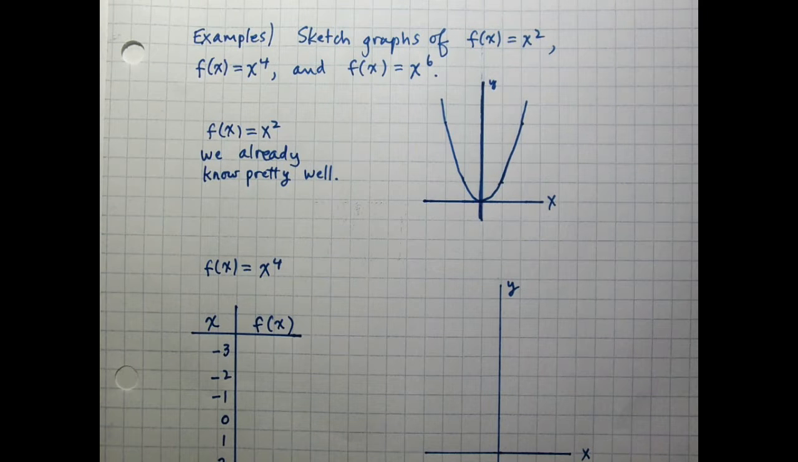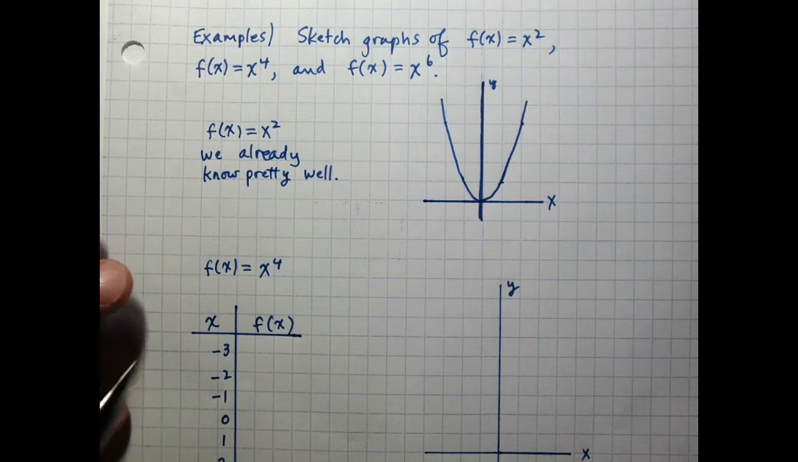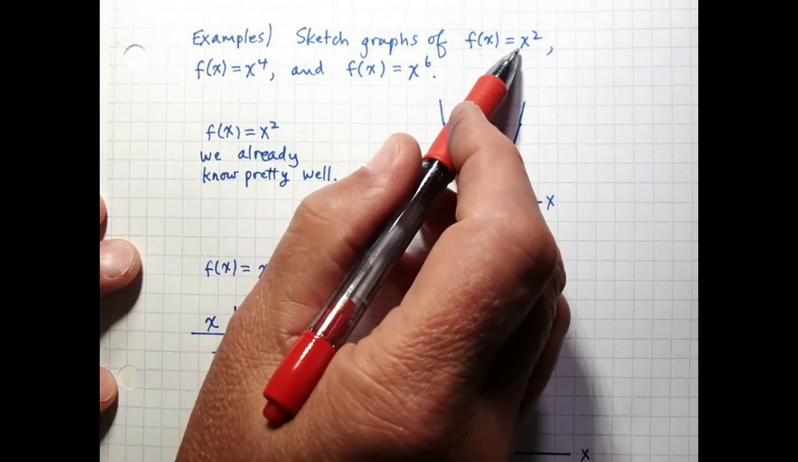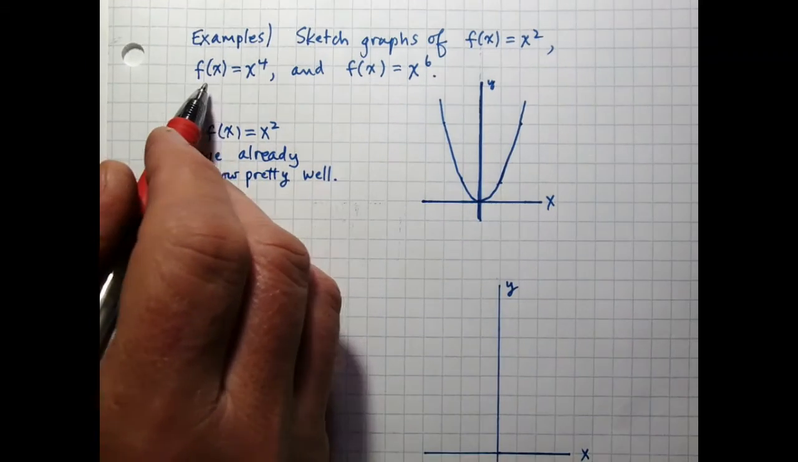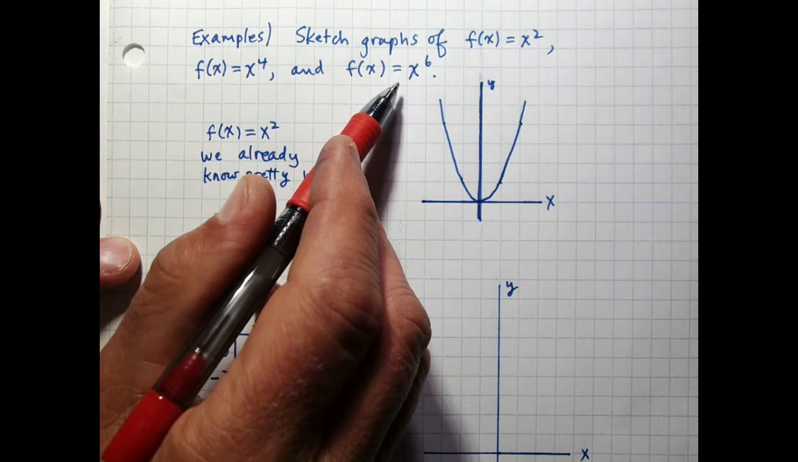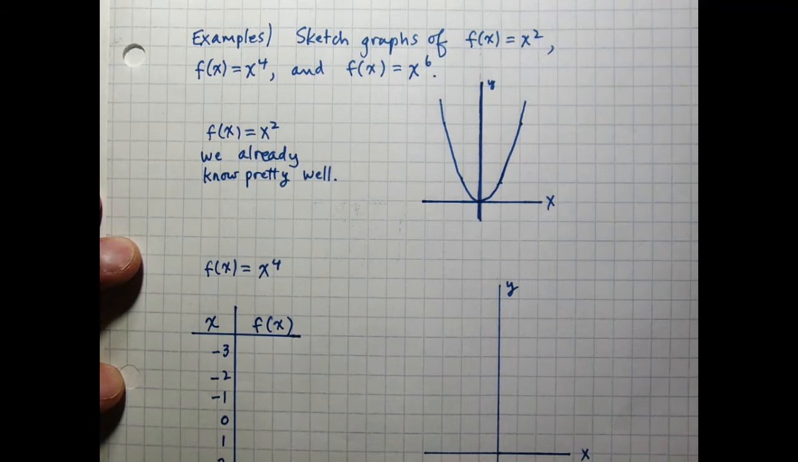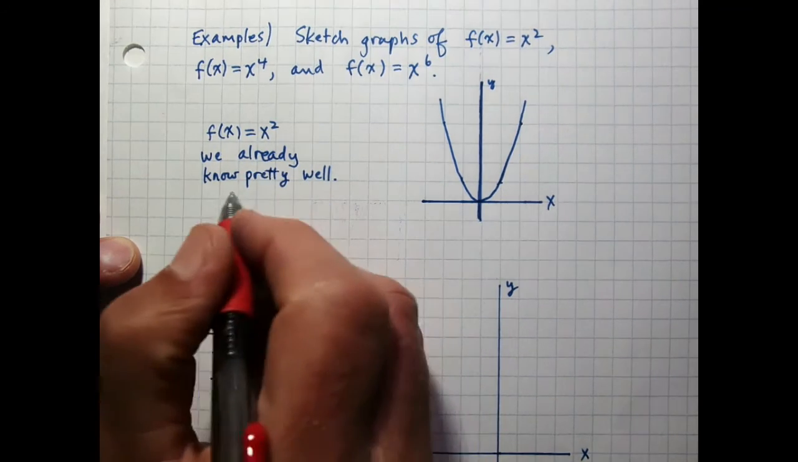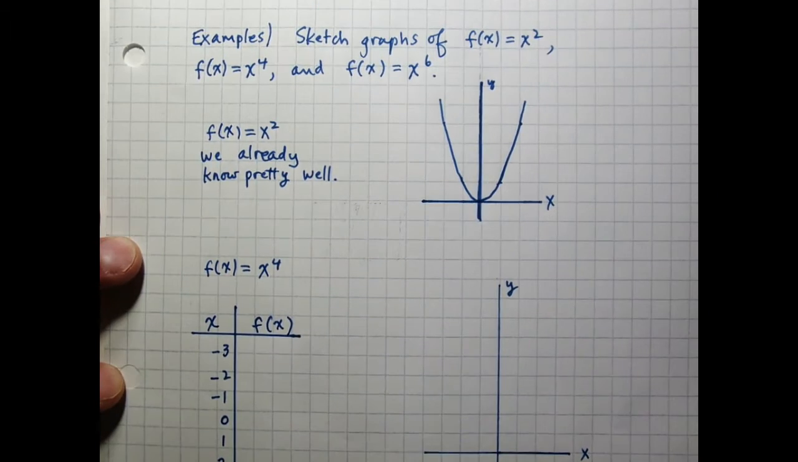Now let's start looking at some graphs of polynomial functions. And we're going to start by working with just polynomial functions of one term. They're called power functions. And so in the first few examples here, I want to look at graphs of f of x equals x squared, f of x equals x to the fourth, and f of x equals x to the sixth. We're already familiar with f of x equals x squared, so I just drew a quick sketch of that parabola.